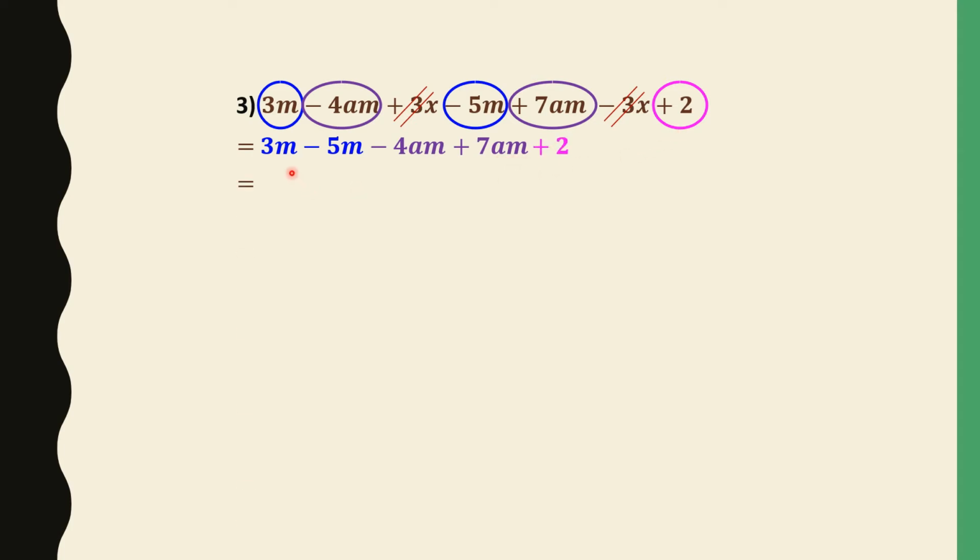Now next step is to group the coefficients of the like terms. We have 3 and negative 5. Let's group them: 3 minus 5 between parentheses, and we copy the m. We don't do m times m or m plus m, no, we copy this m only. Then before we group the coefficients of negative 4am and positive 7am, we write plus. Then we open the parentheses and we copy the coefficients negative 4 plus 7. Then we write am.